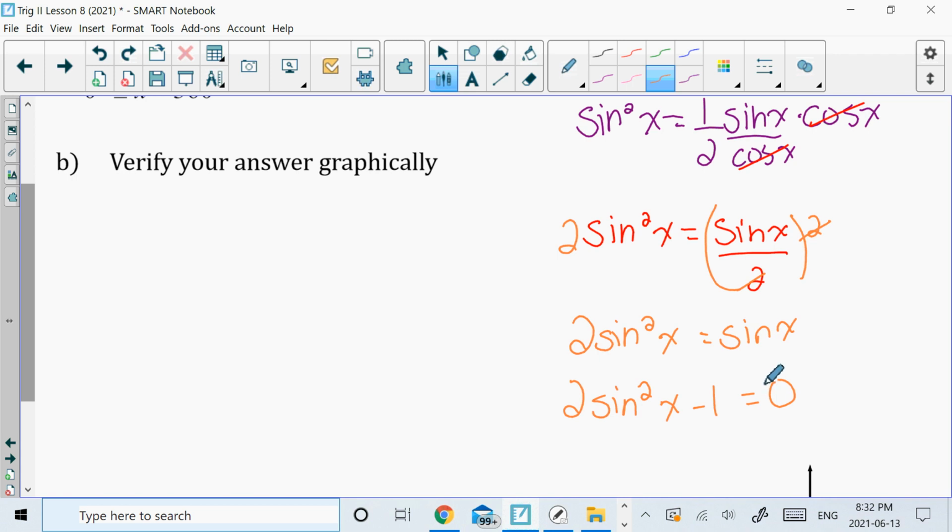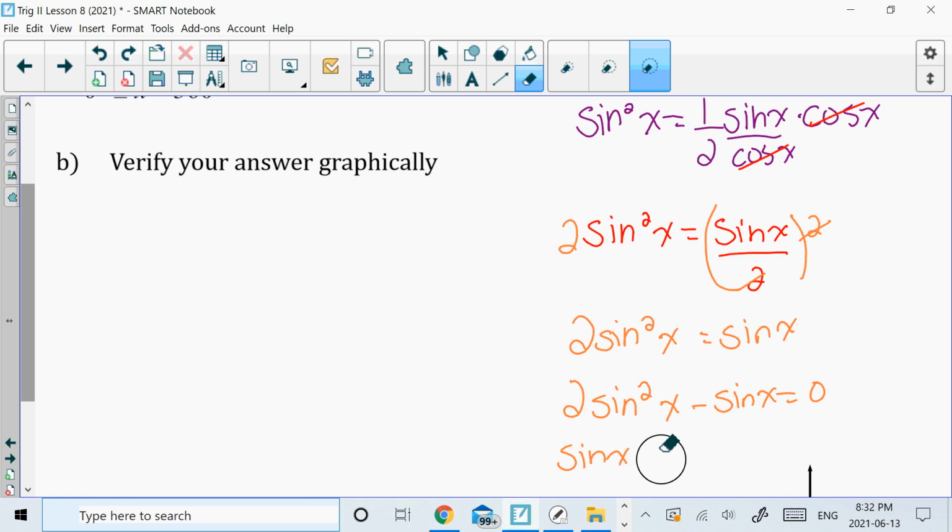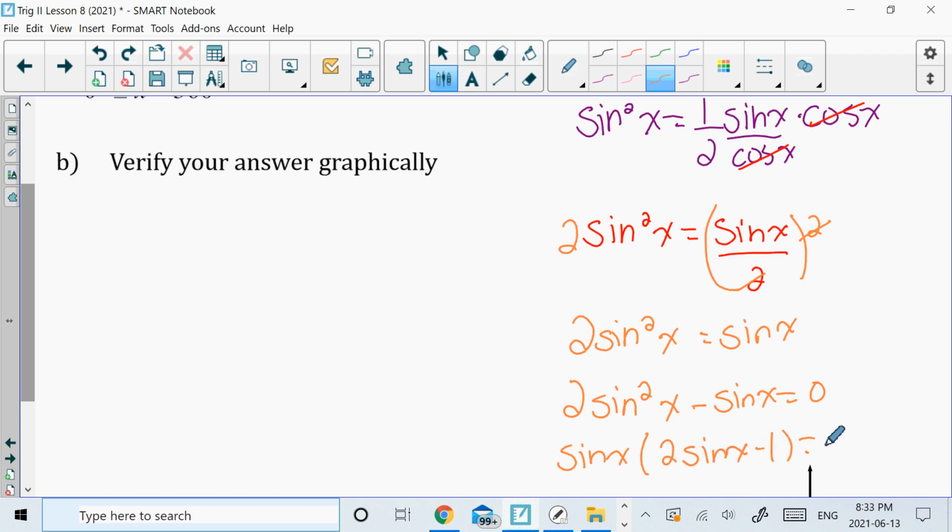Okay, so what would you do from this point? So this should be minus sine of x. Let me just fix that. Okay, so from here, let's factor out a sine of x. Factoring out a sine of x, we're going to have one of our factors as sine of x. When I divide that out, I'm going to have 2 sine of x minus 1 is equal to 0.